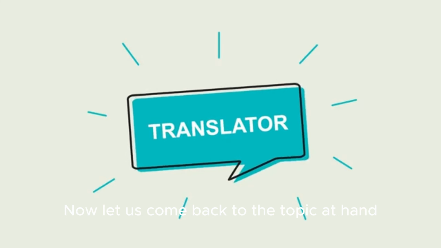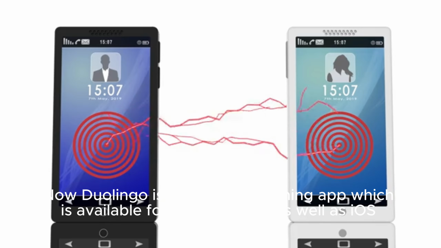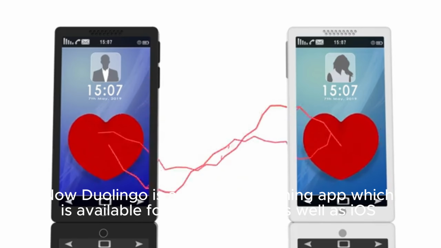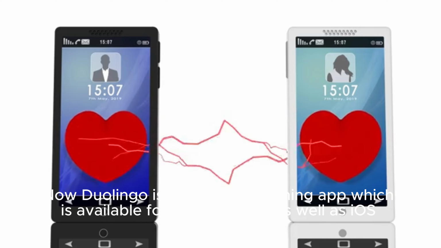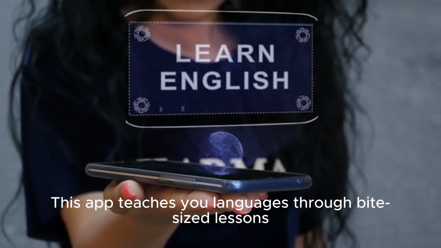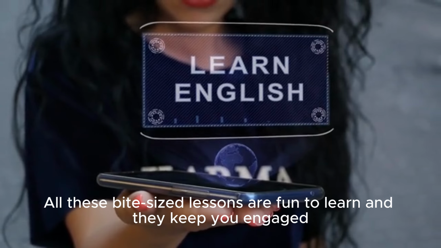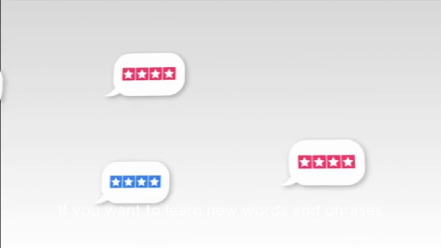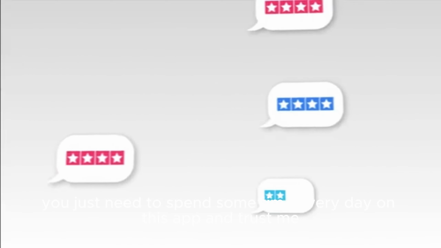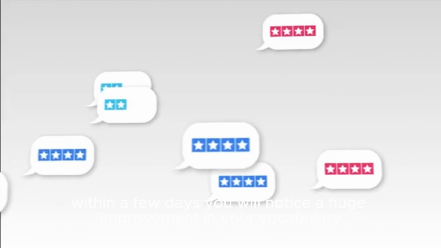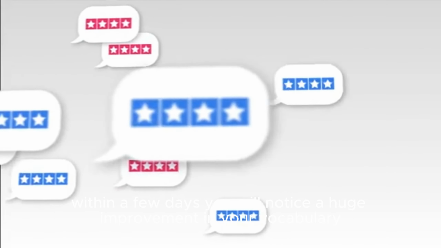Now let us come back to the topic at hand. Duolingo is a language learning app which is available for both Android as well as iOS devices. This app teaches you languages through bite-sized lessons. All these bite-sized lessons are fun to learn and they keep you engaged. If you want to learn new words and phrases, you just need to spend some time every day on this app, and trust me, within a few days, you will notice a huge improvement in your vocabulary.